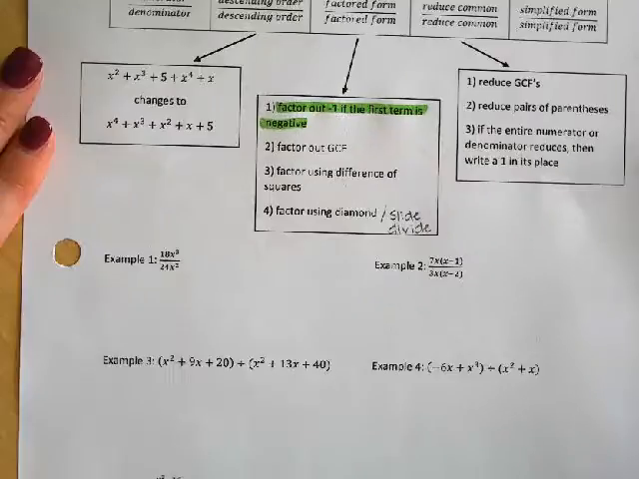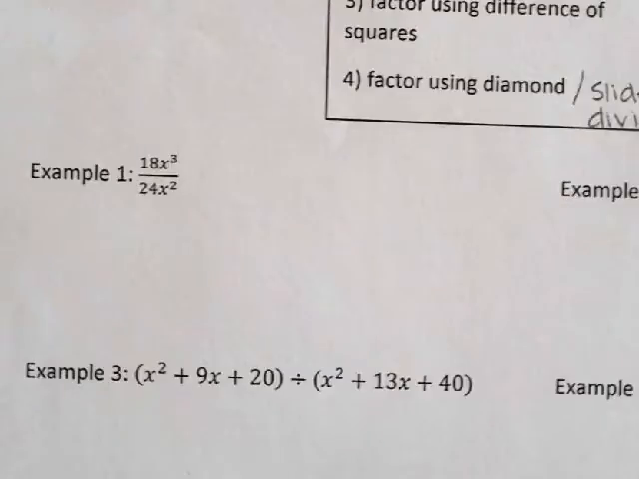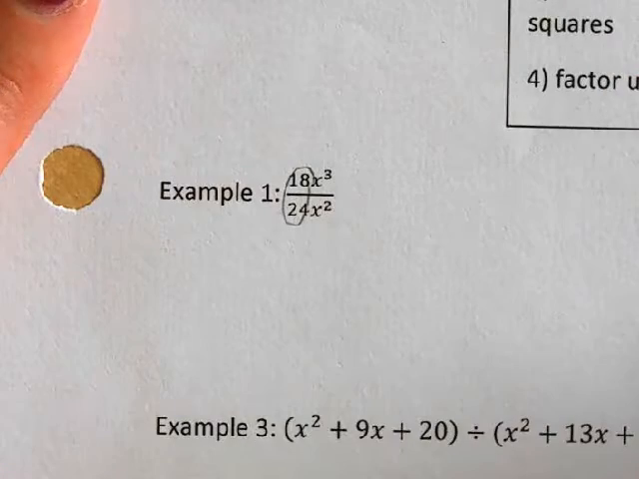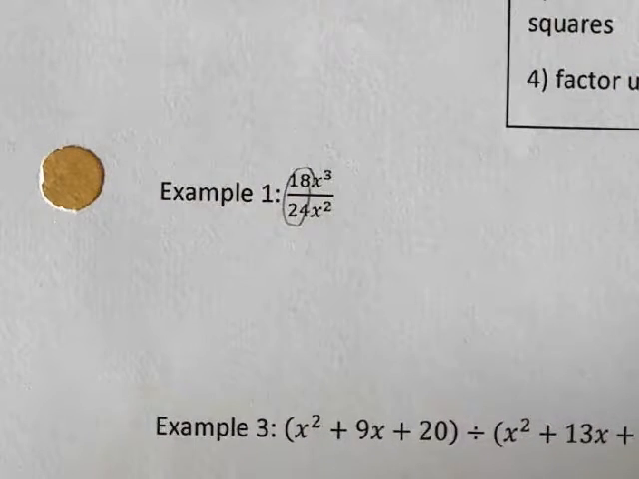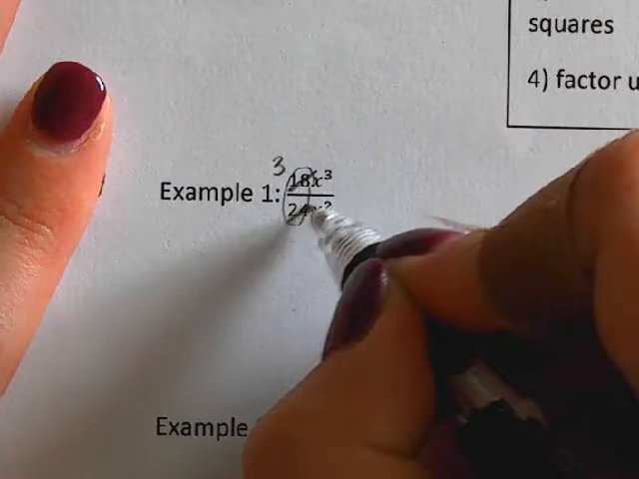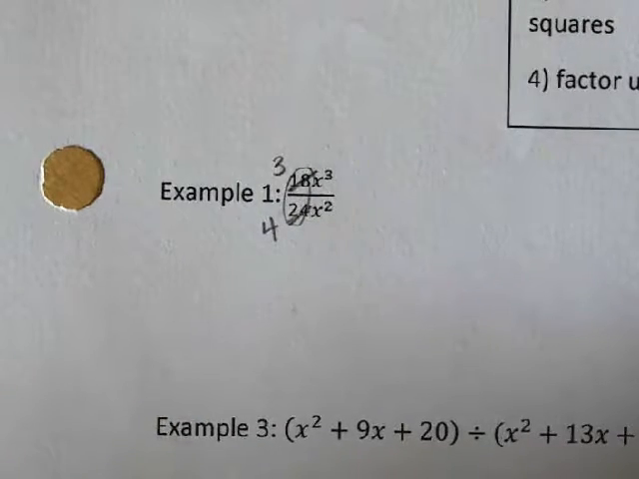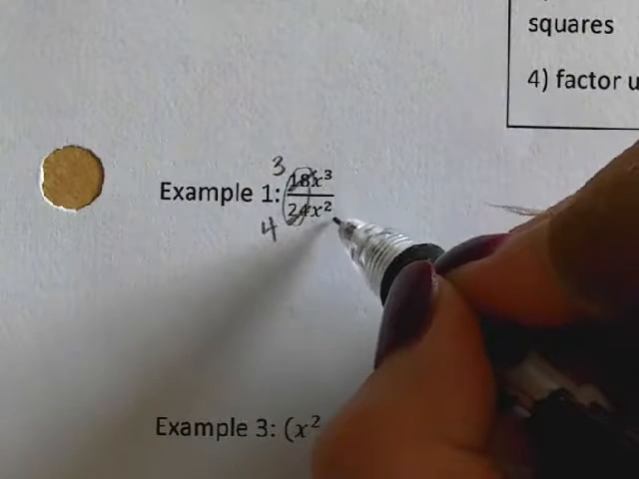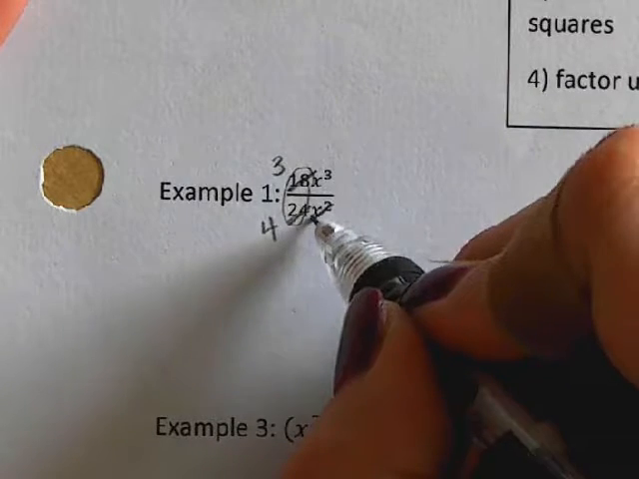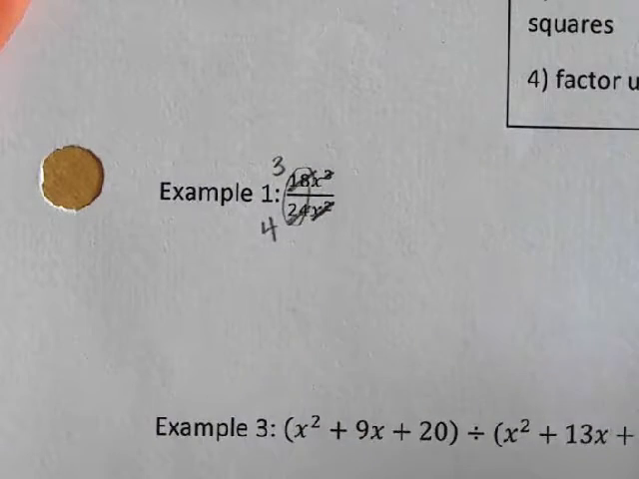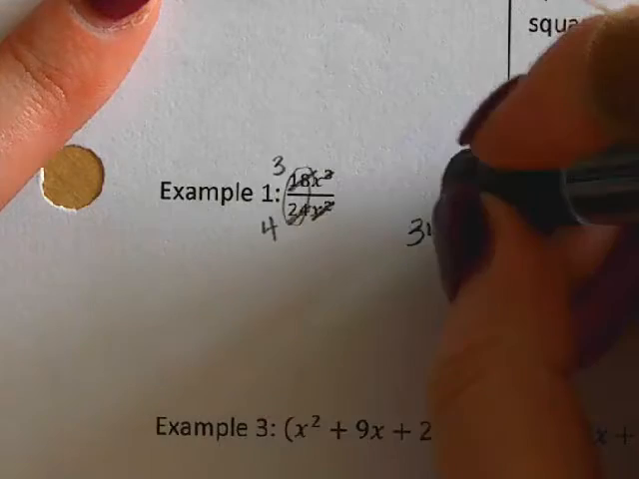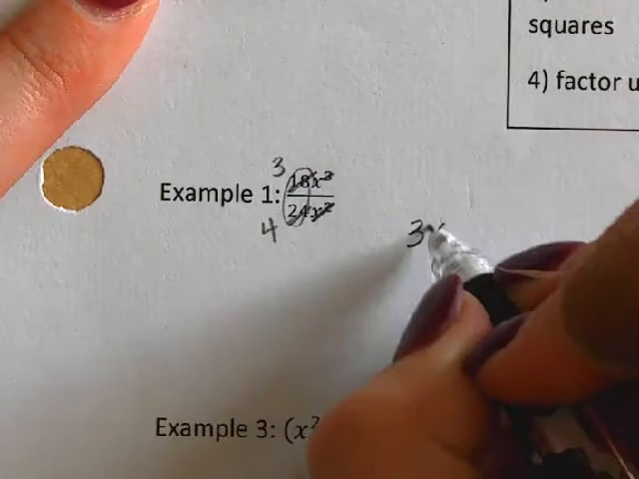So if we look at example number 1, we would call this a monomial because it has one piece, one term on the top, one term on the bottom. So all we have to do is think about what number we could divide out of 18 and also divide out of 24. 6. So 18 divided by 6 is 3, 24 divided by 6 is 4, so we can do that. And then if we think about the x to the third and the x squared, we can reduce that as well. So x squared can come out of the bottom, x squared can come out of the top, and it will just leave one x in its place. And so that leaves us 3x, not 34, 3x. 3x on the top, 4 on the bottom.